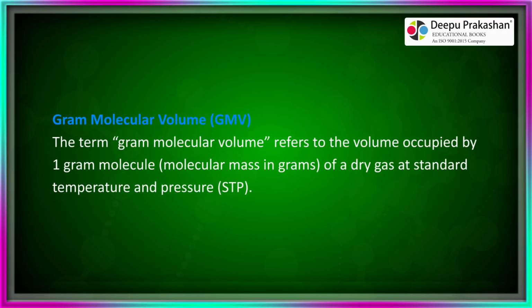Gram molecular volume, GMV. The term gram molecular volume refers to the volume occupied by 1 gram molecule, molecular mass in grams, of a dry gas at standard temperature and pressure, STP.